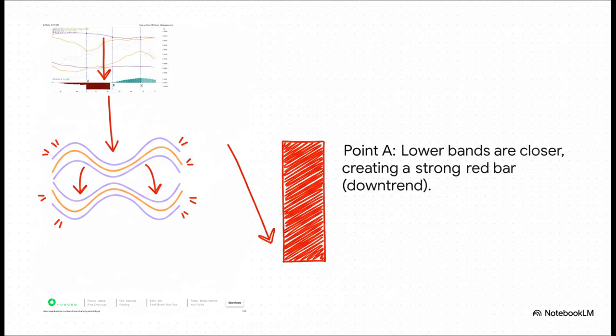Okay, theory's great, but let's see this thing in a real-world example. Check out point A on the chart. See how those two lower bands are getting squeezed super close together? Now, look down at the indicator. What do you see? A big, strong, dark red bar. That's the signal. It's screaming, powerful downtrend in progress.